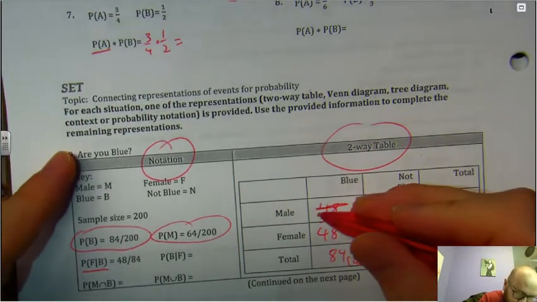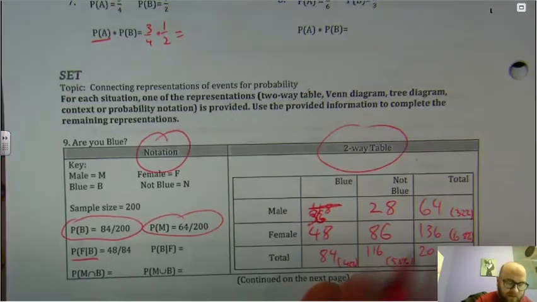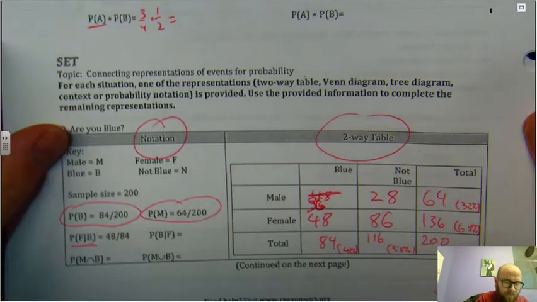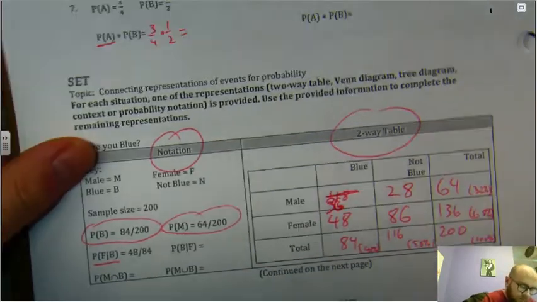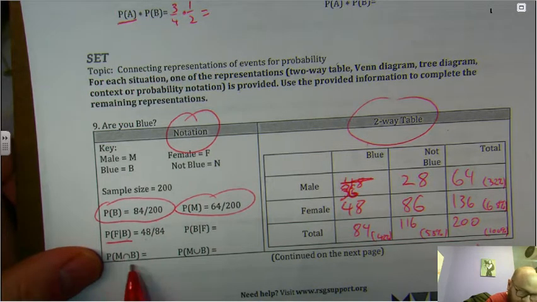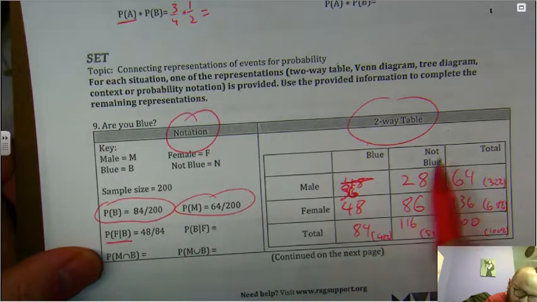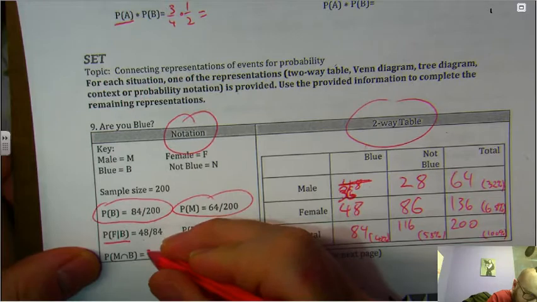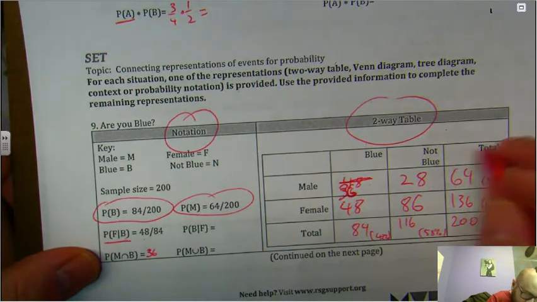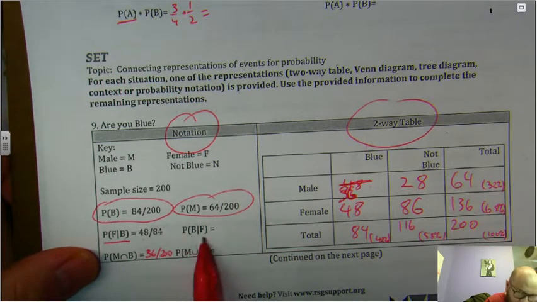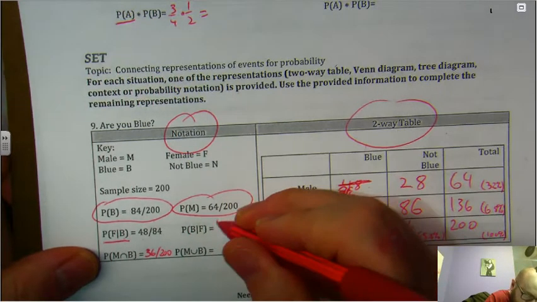So now we have all of our key numbers in a two-way table, and we can use that to fill in the other diagrams. Oh, it also wants us to calculate the probability of some ands. So what's the probability of male and blue? So male and blue would be 36 out of 200. And then what is this? Females who like blue, this would be 48 out of 200.